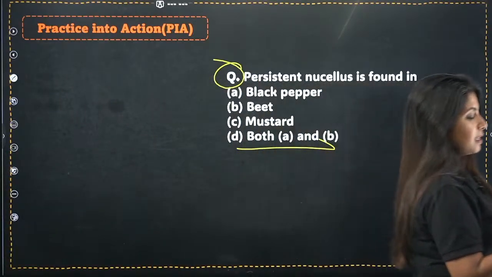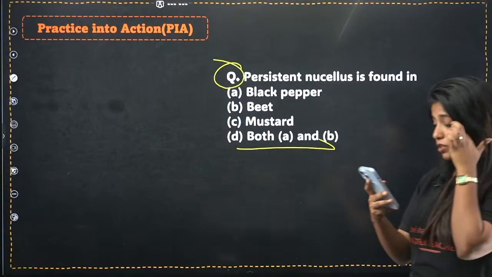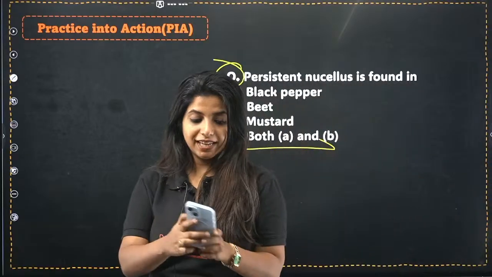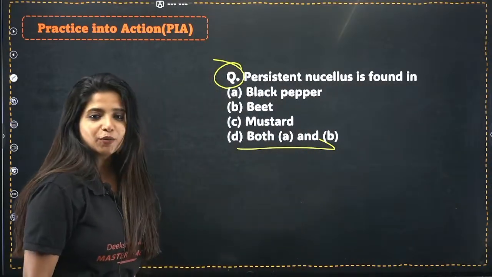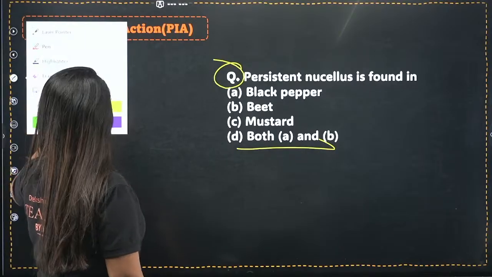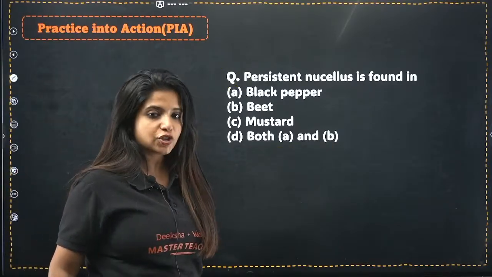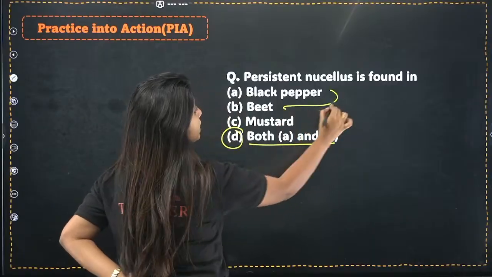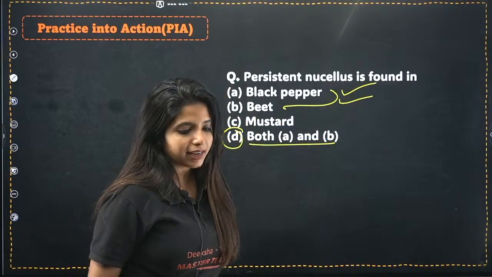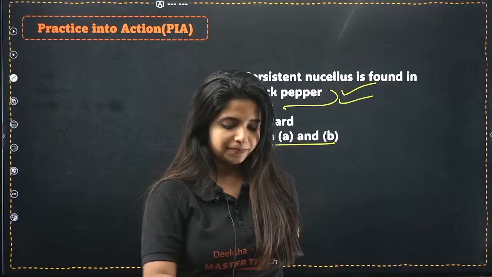What do you think is the answer for this particular question? D. Amalu says D is the answer. What about others? Vaishu, come on. And others, if at all you're watching this video, is D the answer for this question? Well, the answer for this question is D. It's both A and B, that is black pepper as well as beet. So you guys are absolutely correct.